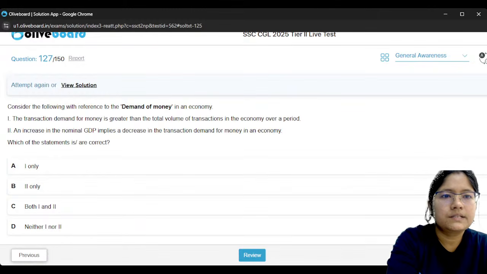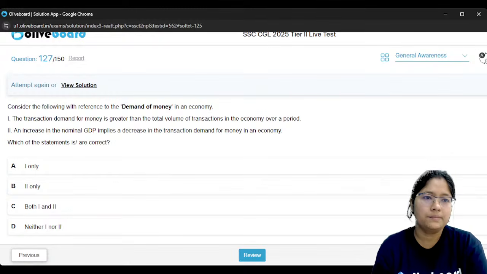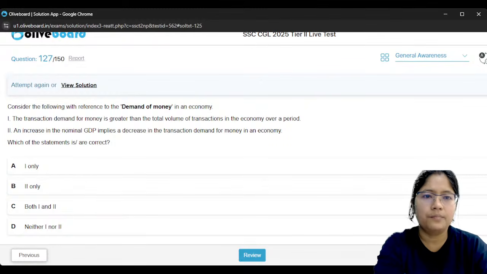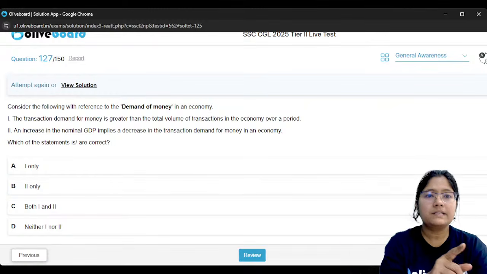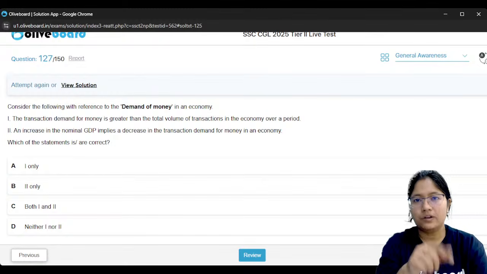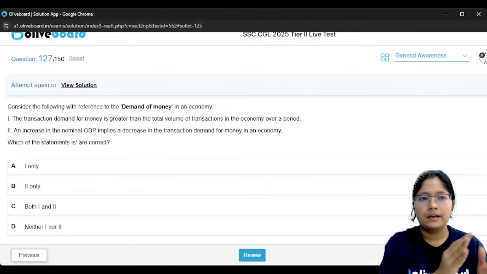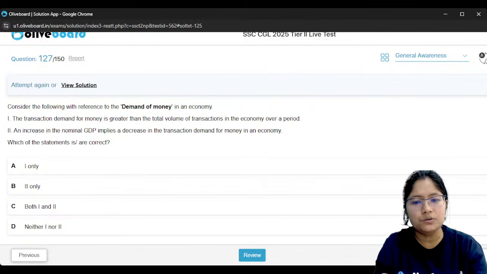Next question. Consider the following with reference to demand of money in an economy. All right. Demand of money in an economy. So there is the formula for this again. The transaction demand of money is greater than total value of transaction in the economy. Transaction demand of money, that is your M, then in small we write small d and small t. Transaction demand for money is equal to the fraction which is being used into the total value of the transaction.